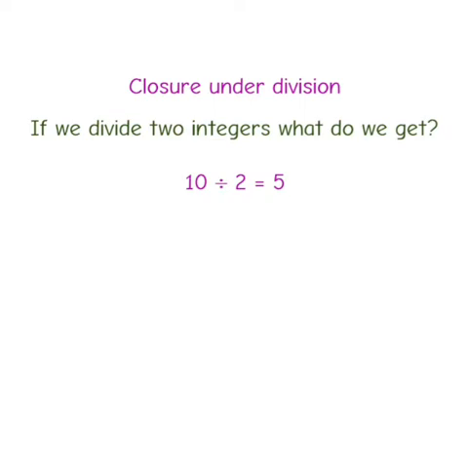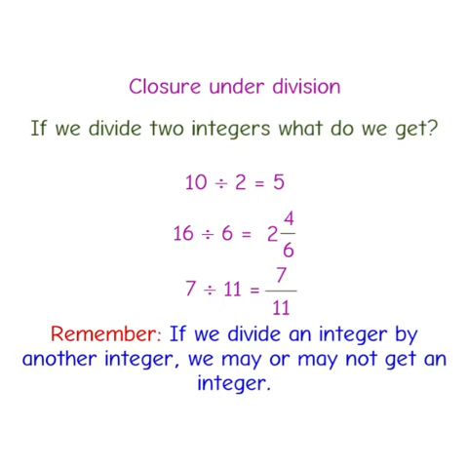Let's see. 10 divided by 2 equal to 5. 16 divided by 6 equal to 2 4 by 6. 7 divided by 11 equal to 7 upon 11. Now you can see in the first case integer divided by integer results in an integer, but in the second and third cases the answers are not integers. So remember, if we divide an integer by another integer, we may or may not get an integer. Therefore, we can say that integers are not closed under division.